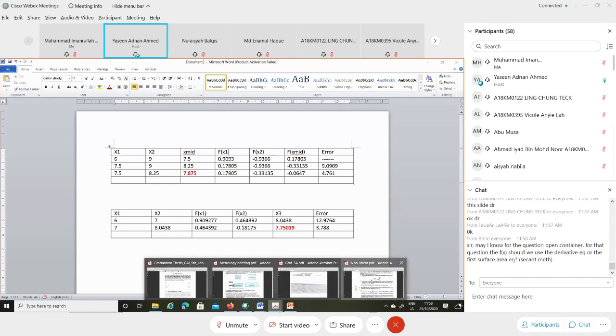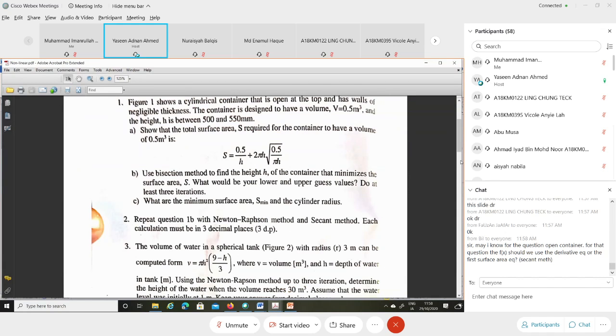Oh yeah, this one, right? In this case, they said to use the bisection method to find h of the container that minimizes the surface area. It means you need to consider what condition is minimizing the surface area. You need to consider S prime. This means you have to find the value of H for which your S prime is 0. Said mathematically in a different way, you should find the value of H using the bisection method for which S prime, or the derivative of S with respect to H, is equal to 0.